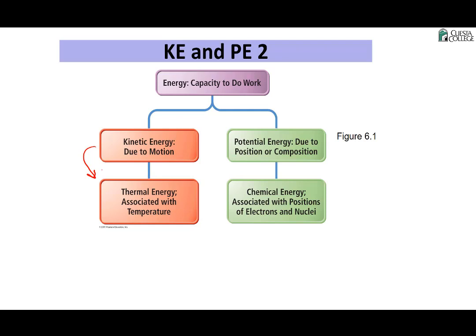Potential energy is due to position in terms of things like gravity and the balls, as we saw in the previous figure, but it's also due to the composition of chemicals in terms of the position of atoms and ions in chemical reactions. So potential energy is most closely related to chemical energy in terms of where those atoms are in reactants and where atoms are in the products.